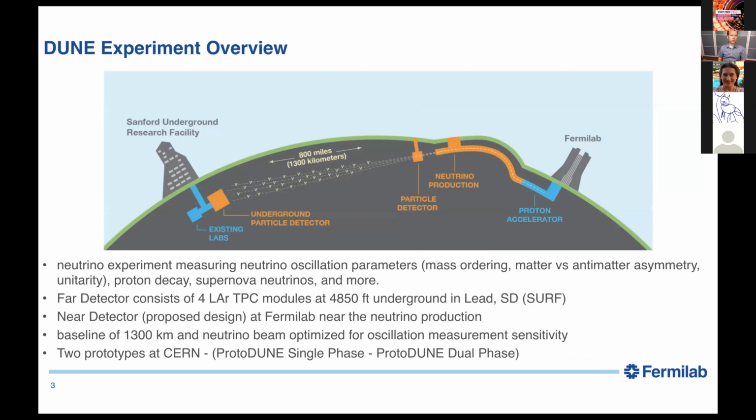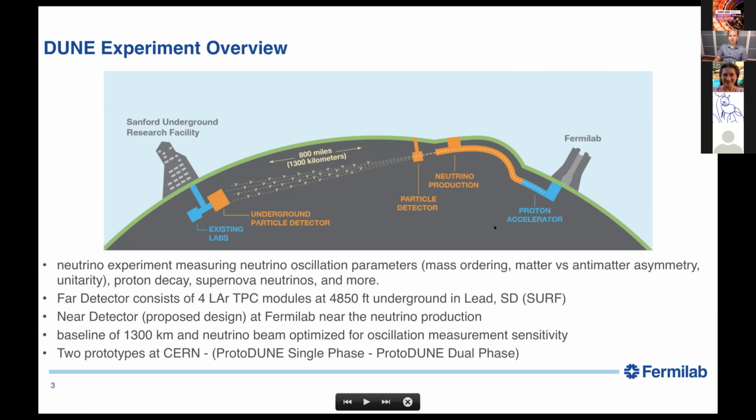So a quick overview of the DUNE experiment. So DUNE is a neutrino experiment looking to measure neutrino oscillation parameters, things such as mass ordering, matter versus antimatter asymmetry, potentially unitarity within the neutrino sector. But then also going beyond that and doing physics for proton decay, supernova neutrinos, and many other things.